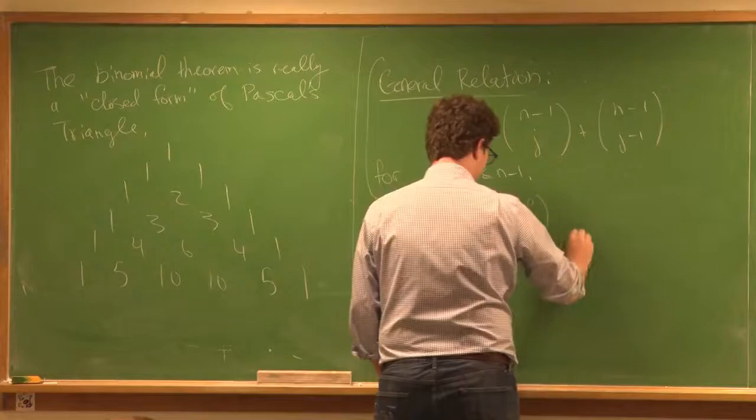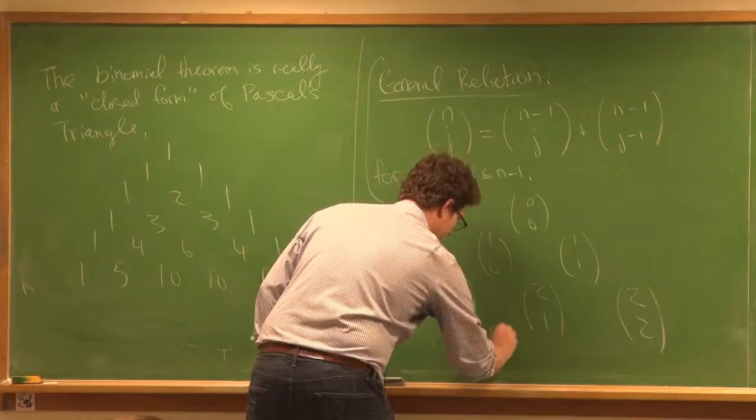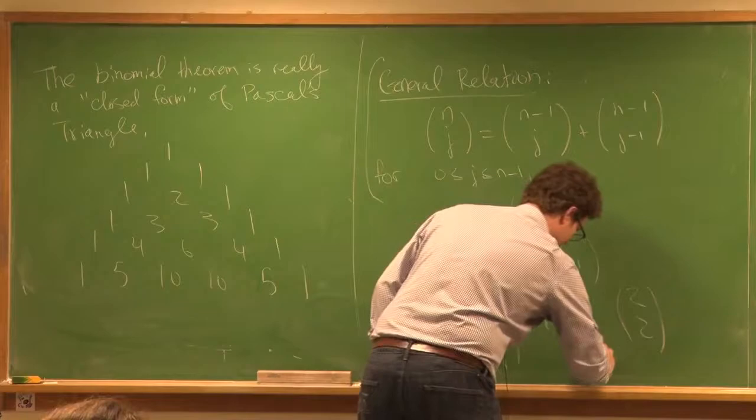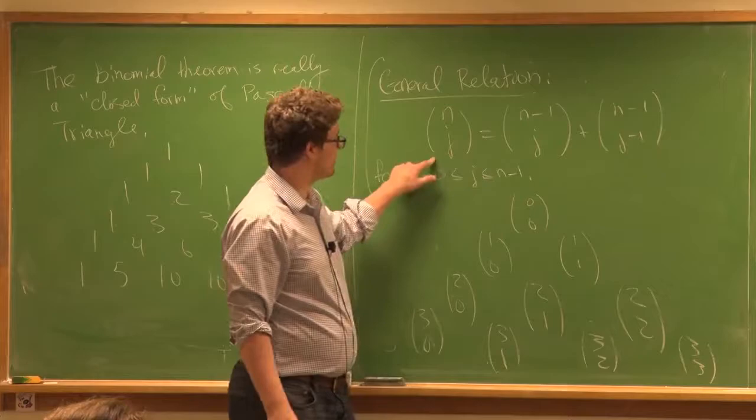And this is 2 choose 1. And this would be like 2 choose 2, so on and so forth. And then I guess we could do one more. So this is 3 choose 0, 3 choose 1, 3 choose 2, and then 3 choose 3 would be out here. So these are all 1s, and then you have this relation that these two add up to this one, and that's this general version here. Okay?